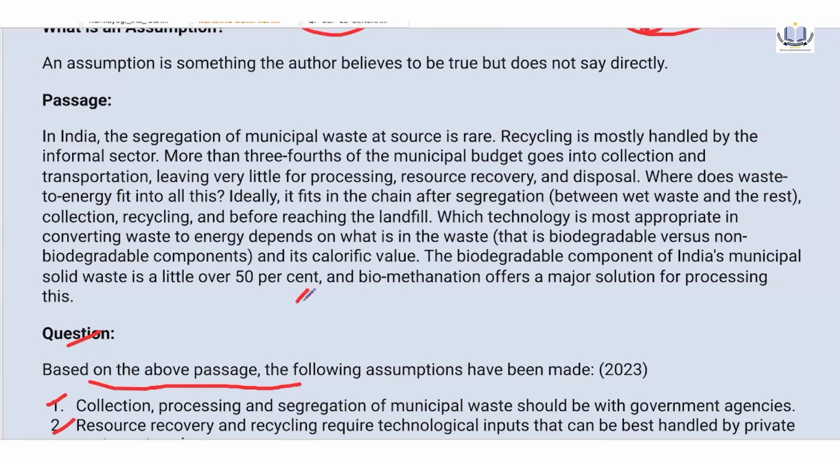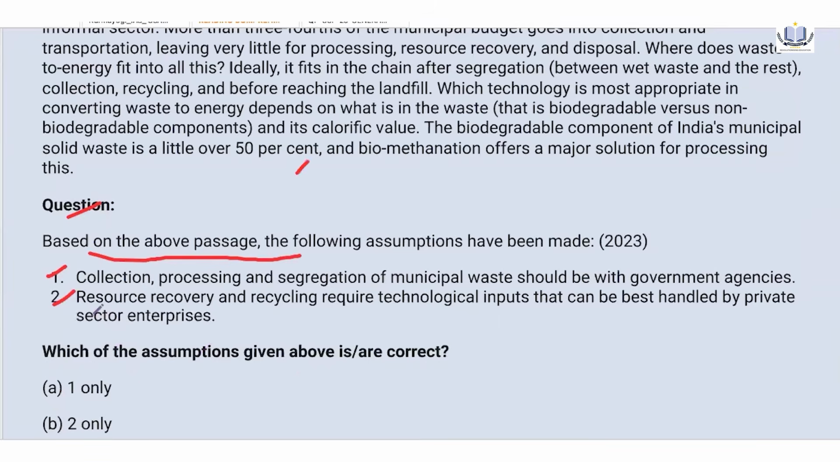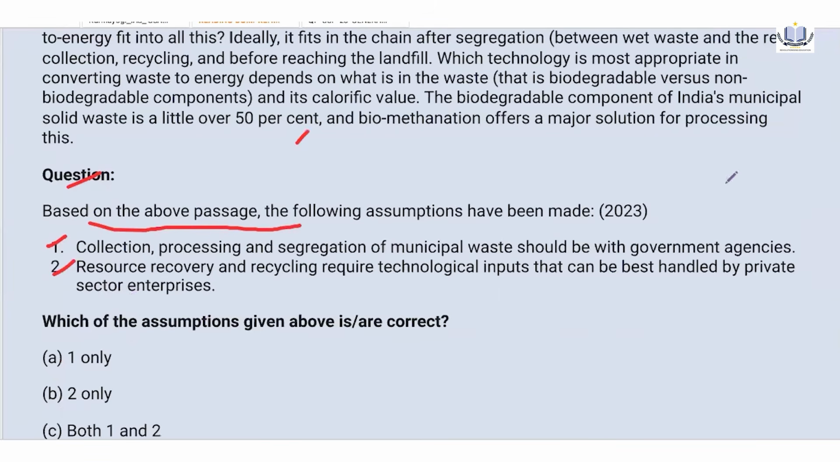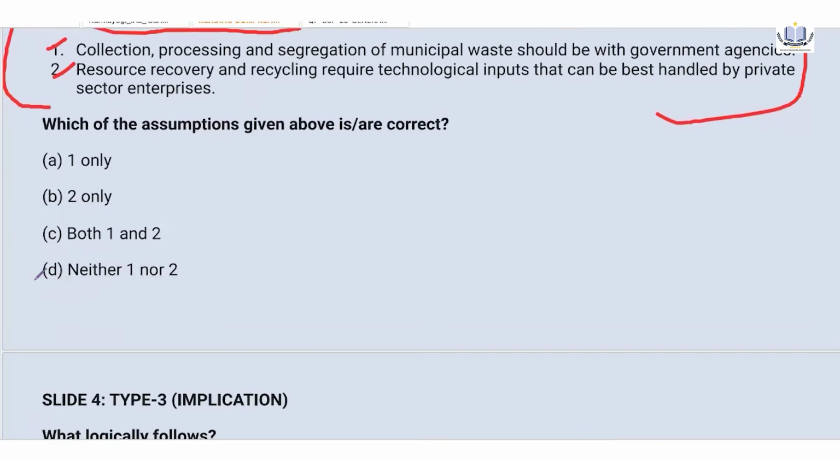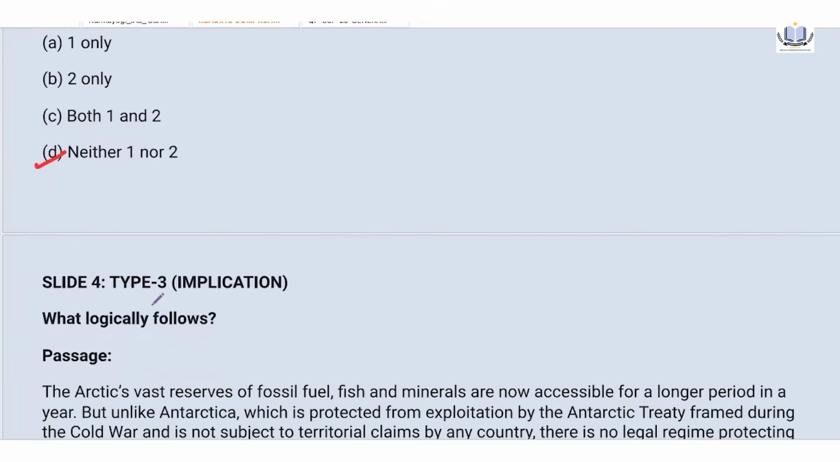So if something was written which was talking about that, then it might have been correct. But if you see statement 1 and statement 2, both are not talking about anything related to it. So option D, neither 1 nor 2, will be correct.